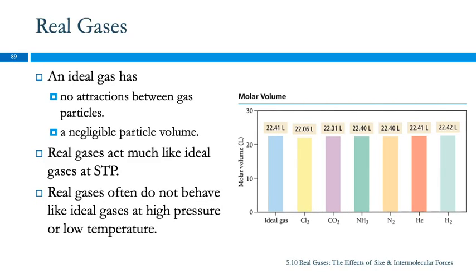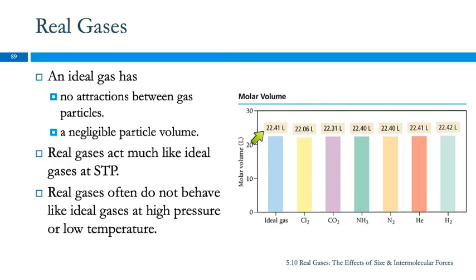So real gases, we've been talking about ideal gases. Ideal gases have no attractions between gas particles, and the volume of them is so small it doesn't matter. At regular temperatures, especially at STP, real gases behave very much like ideal gases. And we can look at that by calculating or measuring the molar volume of these different gases.